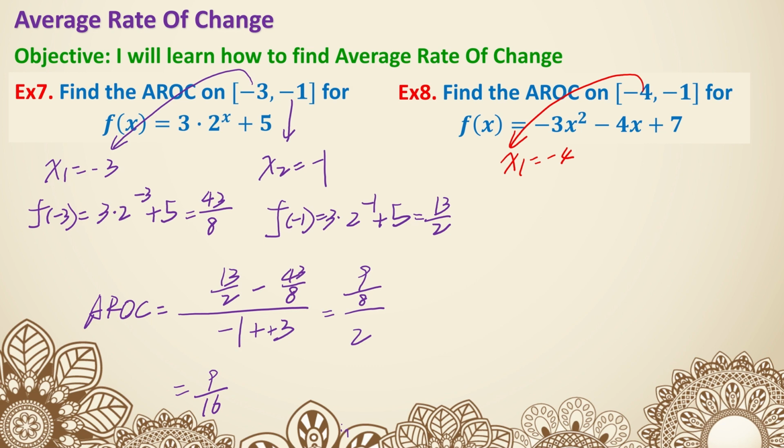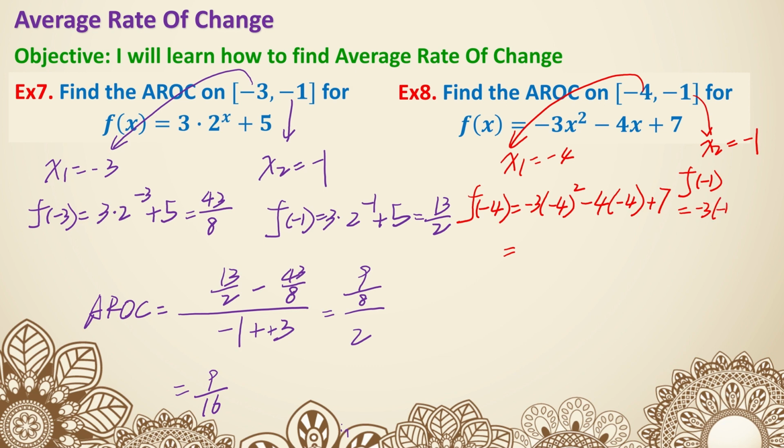x1 is negative 4, so you're calculating negative 3 times negative 4 squared minus 4 times negative 4 plus 7. x2 is negative 1, so that is going to be negative 3 times negative 1 squared minus 4 times negative 1 plus 7. The first one after calculation, that's negative 3 times 16, so it's negative 48. That is a plus 16. So it becomes a negative 32 plus 7 is a negative 25. Next, negative 3, this is a plus 4, so it's a 1 plus 7, it's an 8.